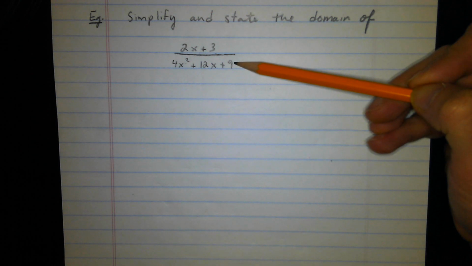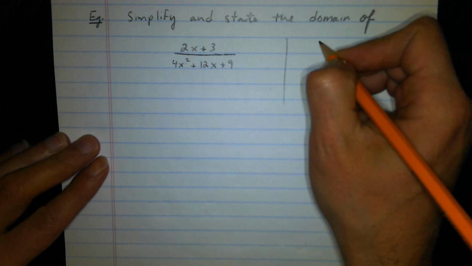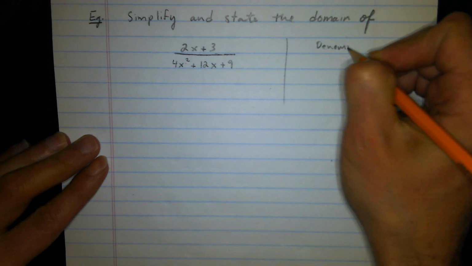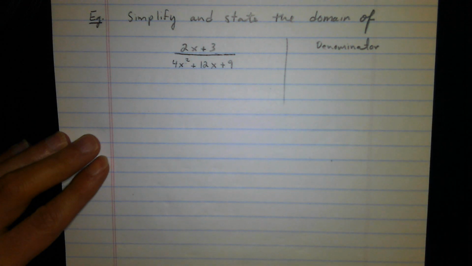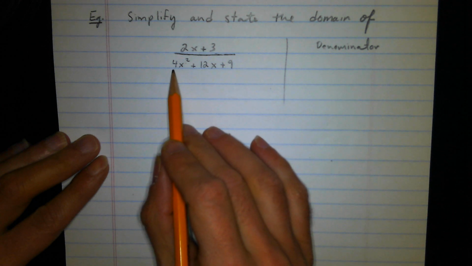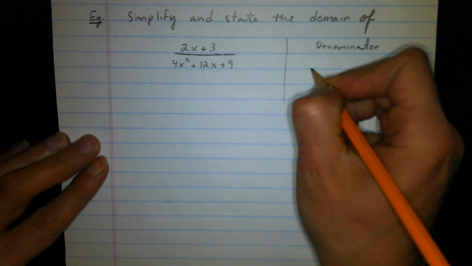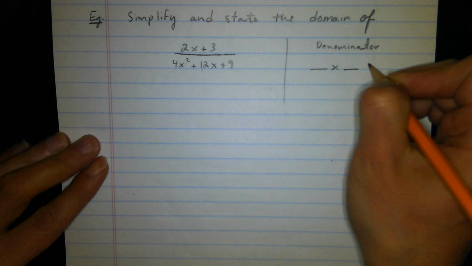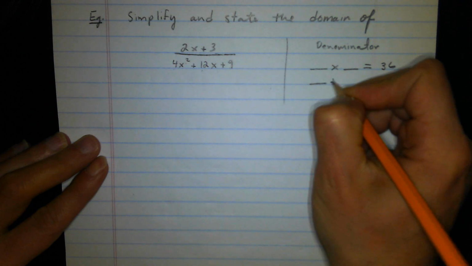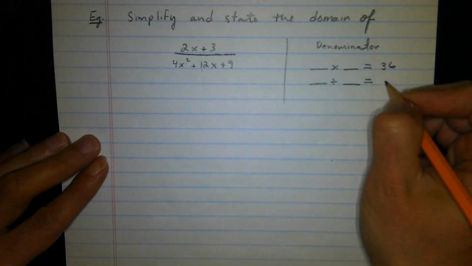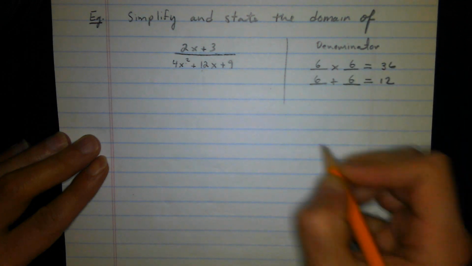All we need to do is factor the denominator now. Alright, so maybe we can just do this off to the side. If I factor the denominator, we've got a trinomial that will factor with decomposition, and we're looking for something that multiplies to 4 times 9 and adds to 12. 4 times 9 is 36, and it needs to add to 12. And in this case, we can just see that 6 times 6, 6 plus 6.